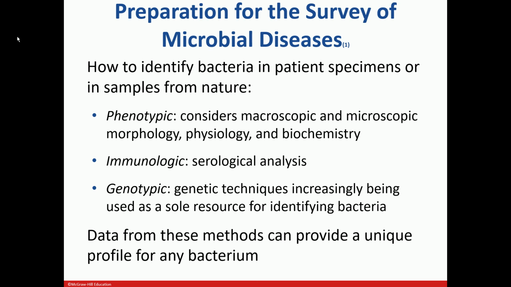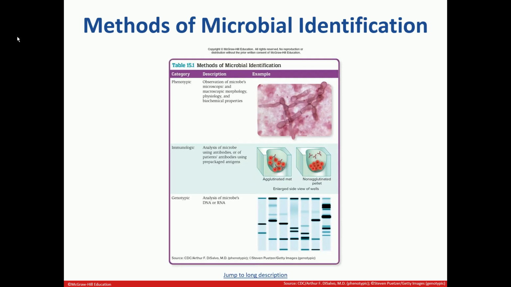Also there are some bacteria which we cannot culture in the lab, or they're very difficult to culture, and some of them we cannot culture at all. In that scenario also, genotypic or genetic techniques are very useful. So these are the different ways by which we can identify the bacteria, and come to know which specific bacteria the infection is caused by.